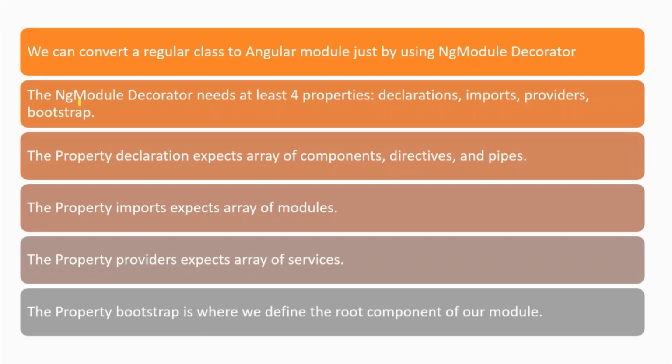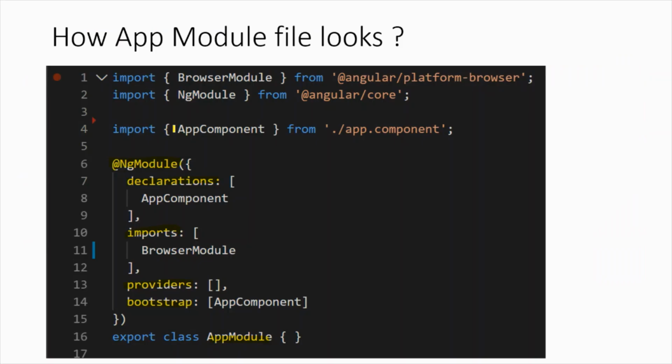Next point is the ngModule decorator needs at least 4 parameters: declarations, imports, providers, and bootstrap. So here we can see that this ngModule has 4 types of metadata: declarations, imports, providers, bootstrap. Some more metadata is also present, but these 4 are the important ones. That's why I mentioned these 4. All 4 come as default metadata in this module file.